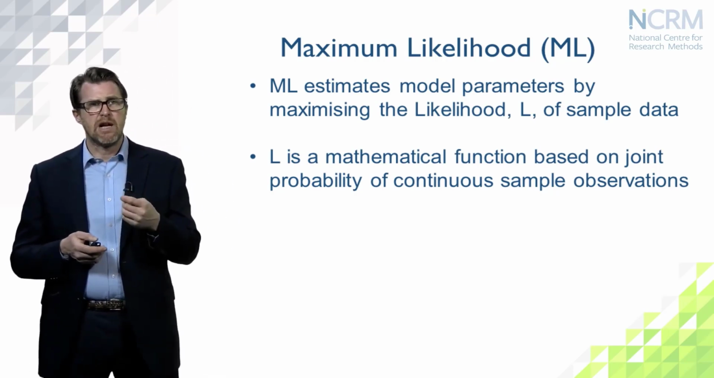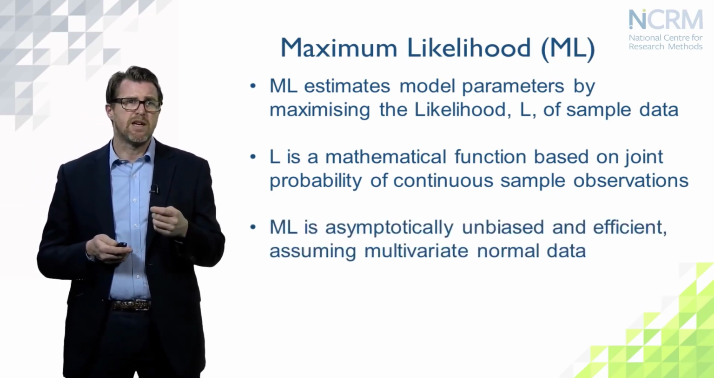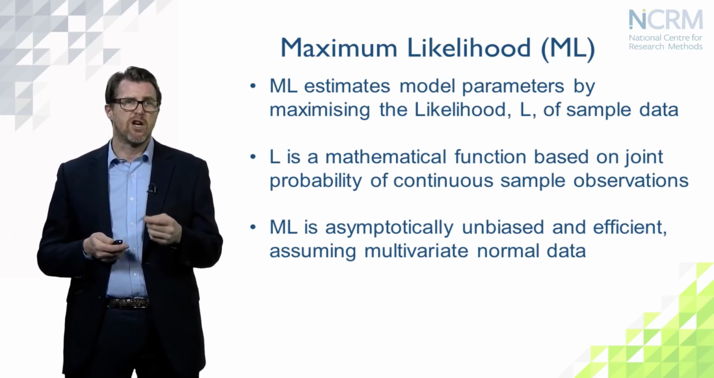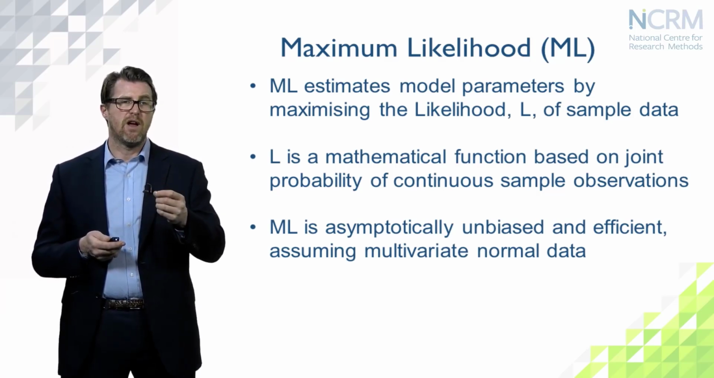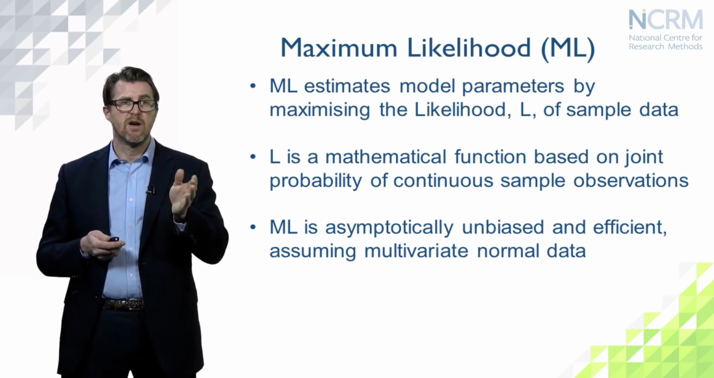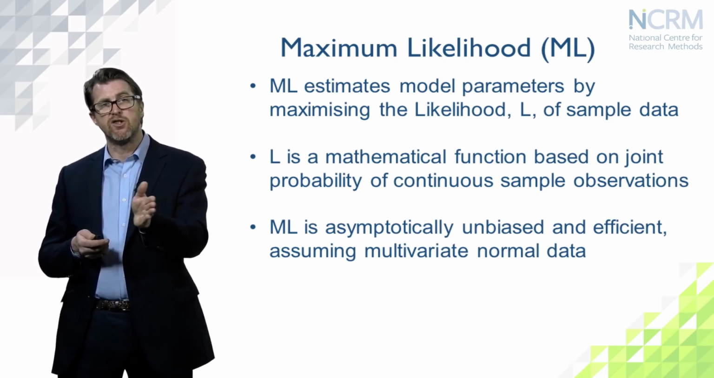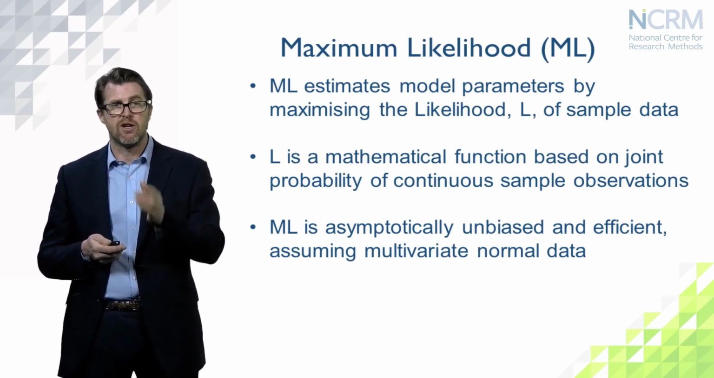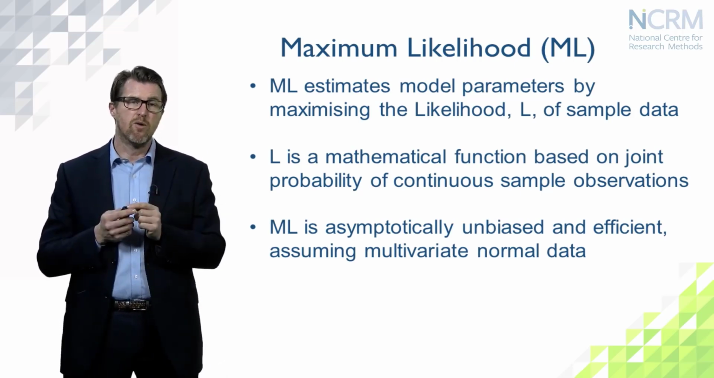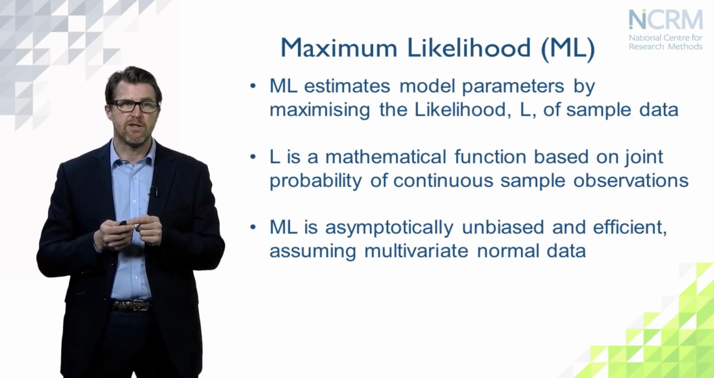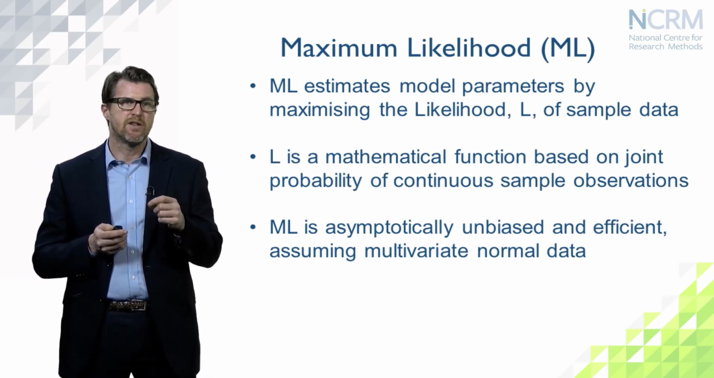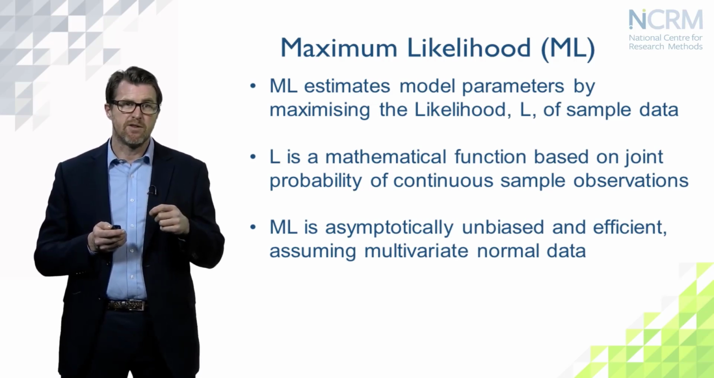Now, maximum likelihood is appealing because it is unbiased and efficient. What those terms mean is that if we have a large sample, then our estimates of the unknown parameters will be correct. They will converge upon the true values in the population. They're efficient in the sense that no other way of doing this will give us more precise estimates of those parameters. Now those two assumptions of being unbiased and efficient do themselves hinge on some other assumptions.